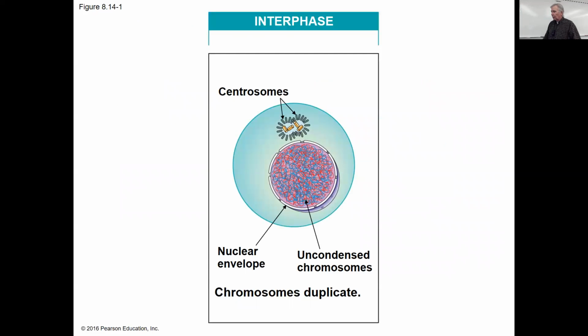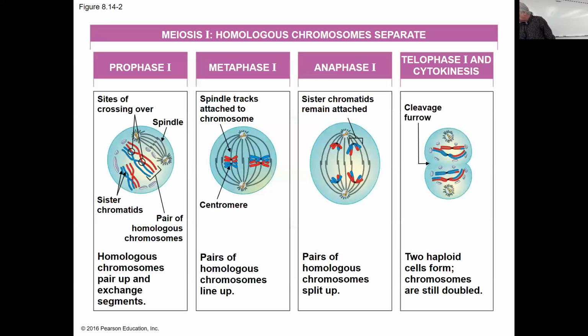So here's the interphase, nuclear envelope, uncondensed chromosomes. Chromosomes duplicate in the S phase, right? Then prophase 1. Homologous chromosomes find each other. How do they find each other? I have no idea, but they do. They find each other, and crossover occurs.